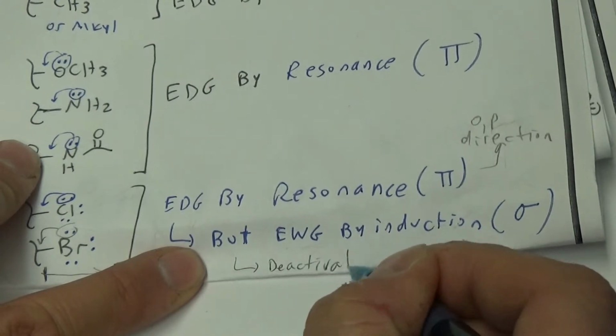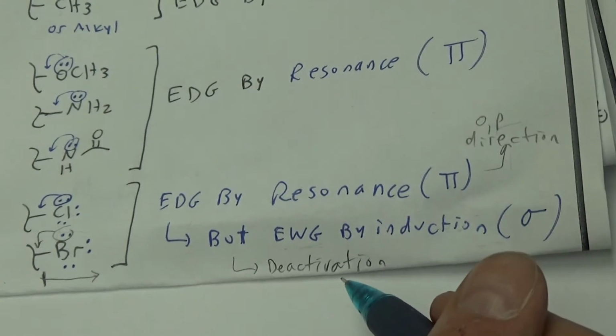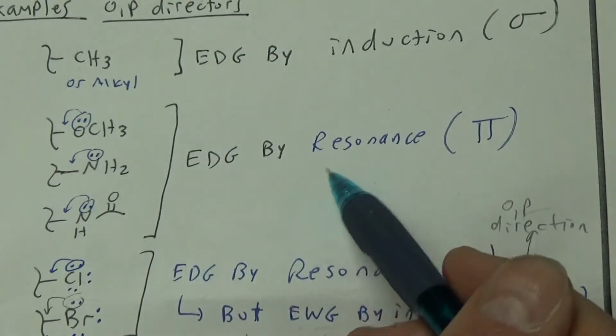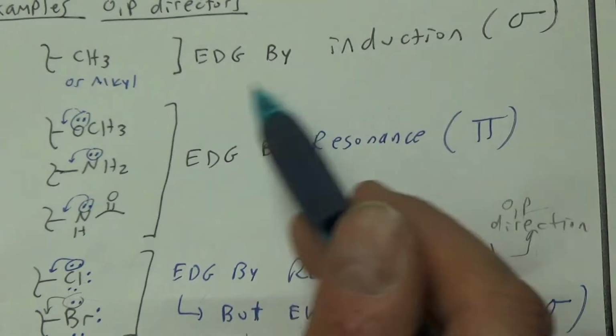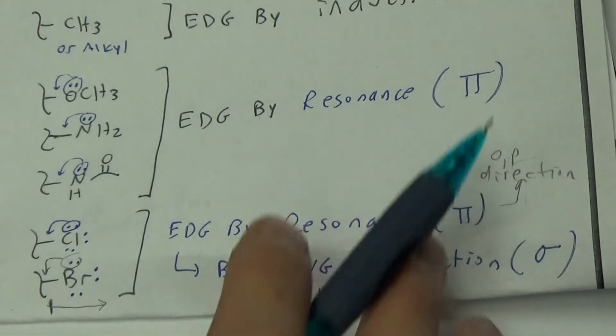And deactivation just means a slowed reaction. The reaction is a little slower. These top ones, everything but the halogens, are all activators, and that's due to the donation by induction or resonance. Halogens are a little weird.